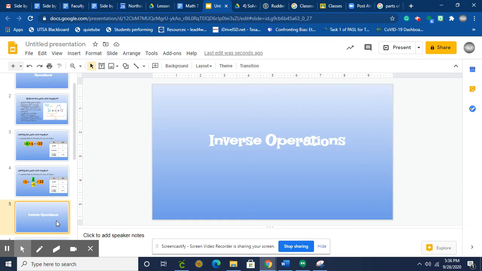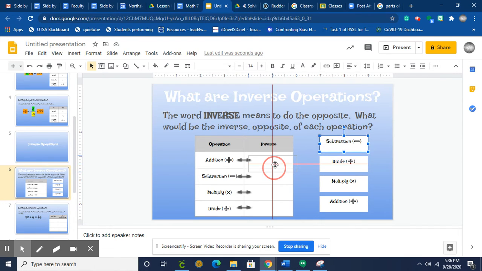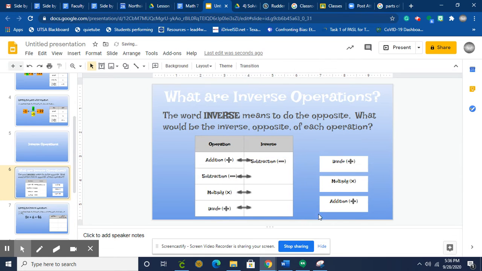All right, so let's talk about how we are going to solve these. I'm not using pictures and I'm not using substitution, we're using what we call inverse operations. So let's spend some time talking about what inverse operations are. The word inverse means to do the opposite, right? So what would be the inverse or the opposite of each operation? I want to undo what's been done. So if I see addition, what would be the opposite of addition? That's actually subtraction, right? If I'm not adding, I'm subtracting. So the opposite of subtraction would be, well, if I'm not going to subtract, I'm going to add. That's the opposite.